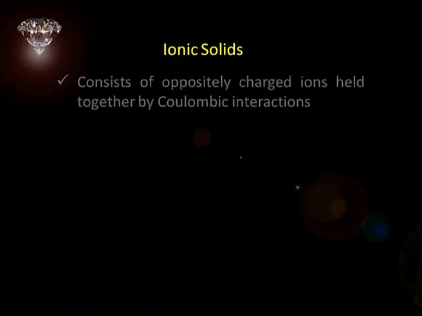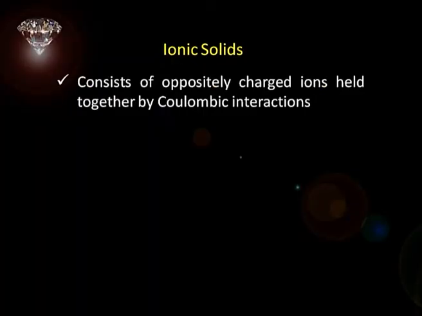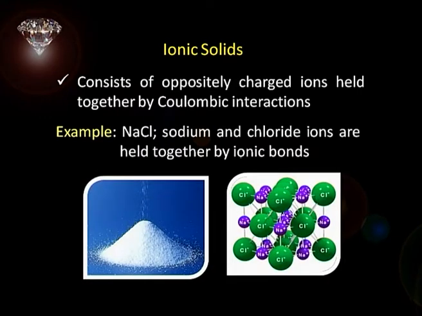In the case of ionic solids, as the name suggests, they consist of oppositely charged ions which are held together by Coulombic interactions. A typical example I can take is sodium chloride. What happens in sodium chloride? The sodium ions and chloride ions are held together by ionic bonds. So this is a typical simple picture of sodium chloride here.